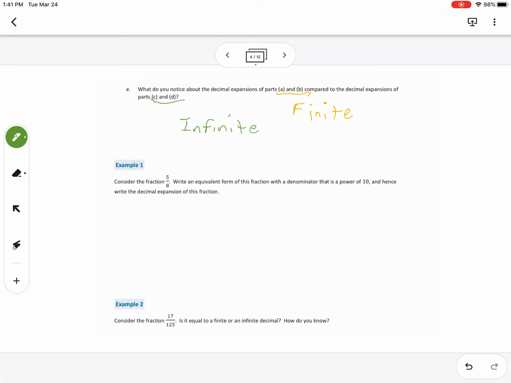Okay, so what I'm going to ask you to do now is start using your calculators. So for this first one, do not worry about writing with the denominator with powers of 10. Just simply use your calculator. Do 5 divided by 8. Do the first two on this page. So when you did that, you should have gotten 0.625. It terminated, it stopped, so this would be a finite number.